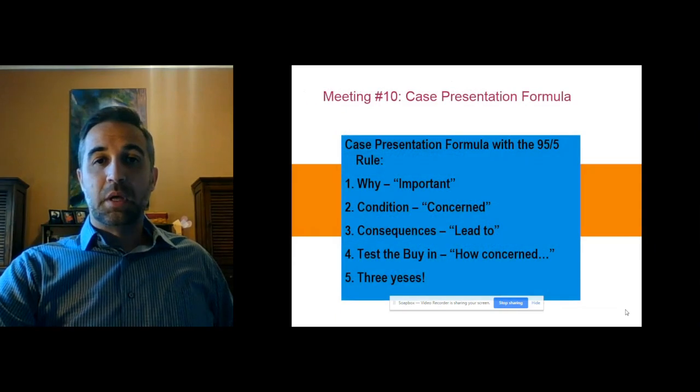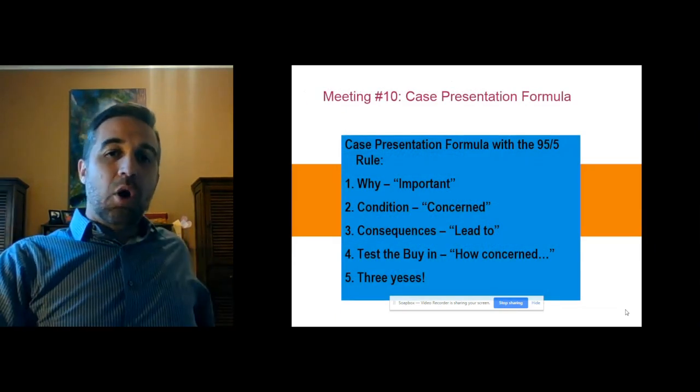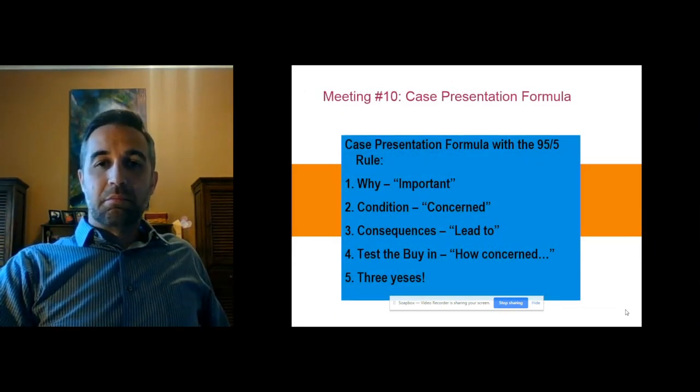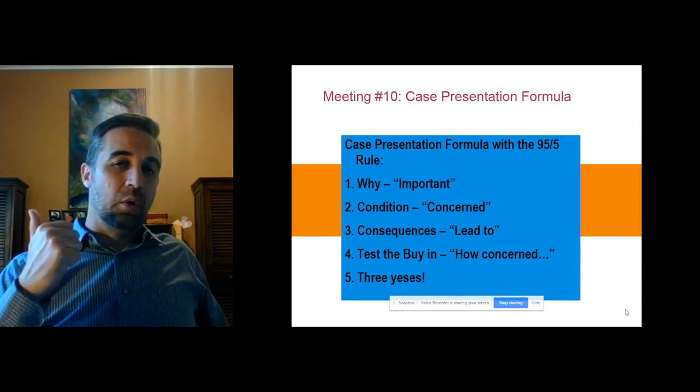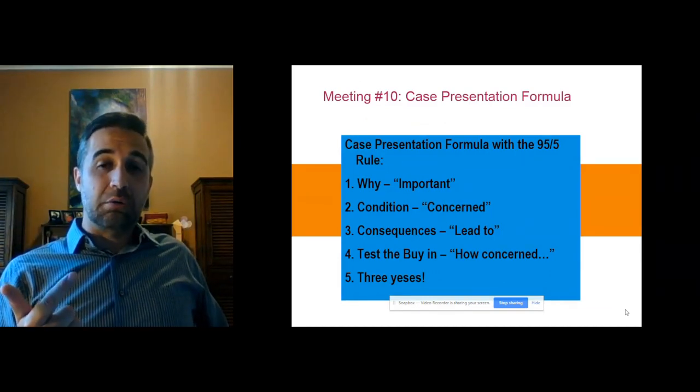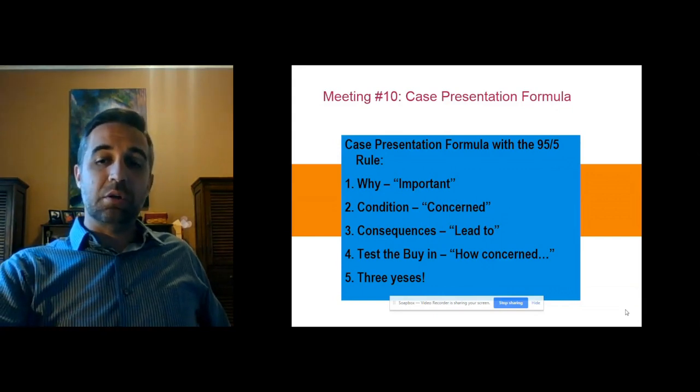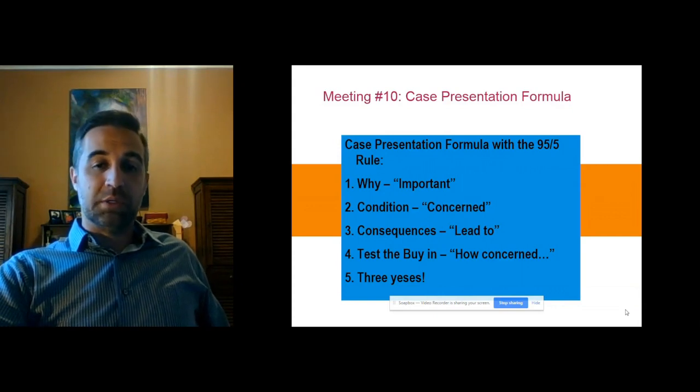All right, excellent. So here's an overview of what we covered today: why it's important to the patient, why they should be concerned, what it leads to, which is an even bigger deal. And then 3 S's. How concerned? Would it make sense to come up with a plan together? How do you feel about moving forward with this? Get 3 S's. You guys got it?